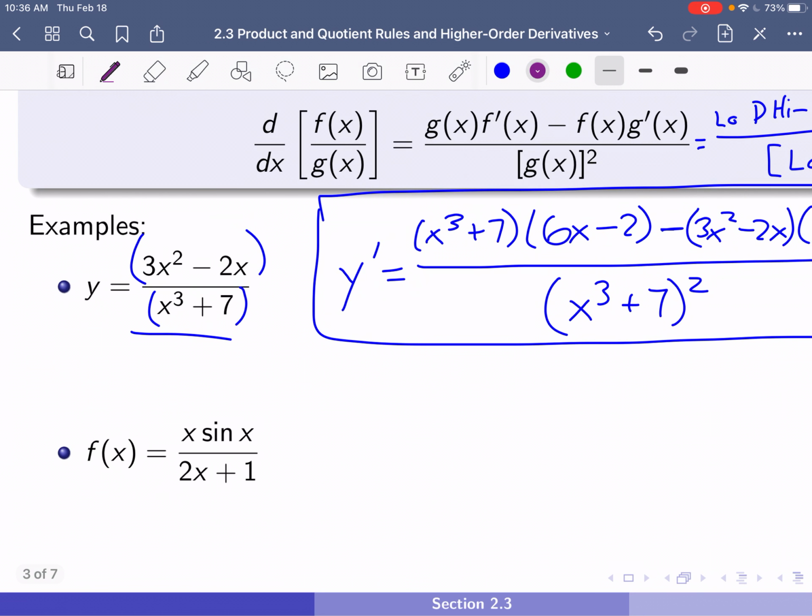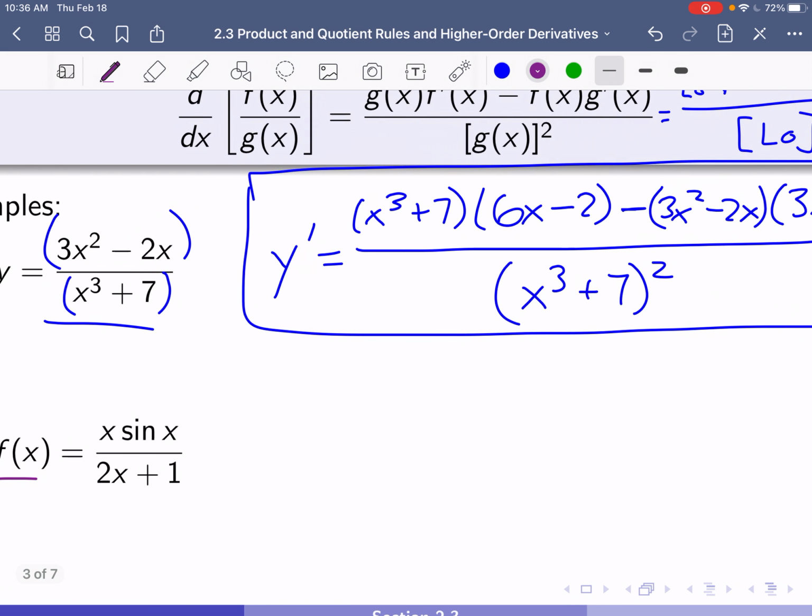Let's look at our second example. Here we have f of x is x sine x over 2x plus 1. So we have a quotient. We're going to take the derivative. So it's the bottom function, low, d high. So the bottom function times the derivative of the top. The top is x times sine x. So we have the product of two functions, so we need to use our product rule.